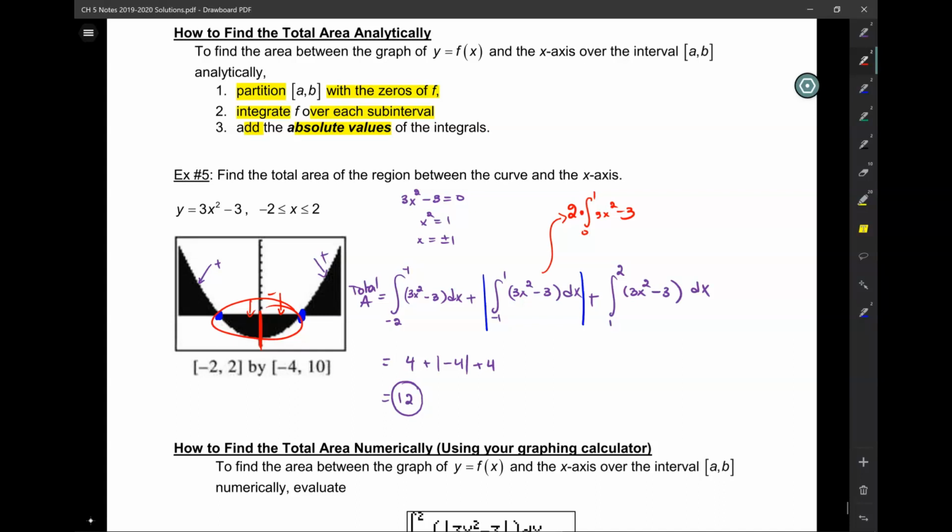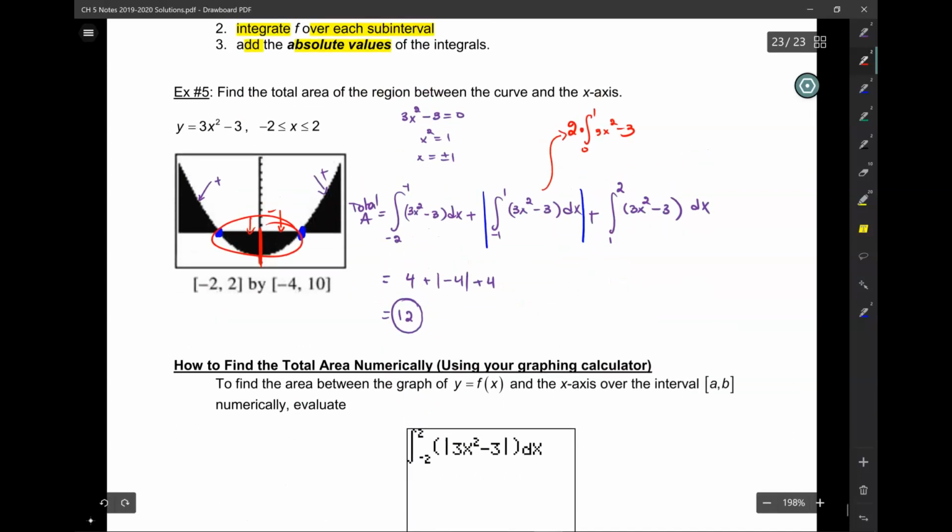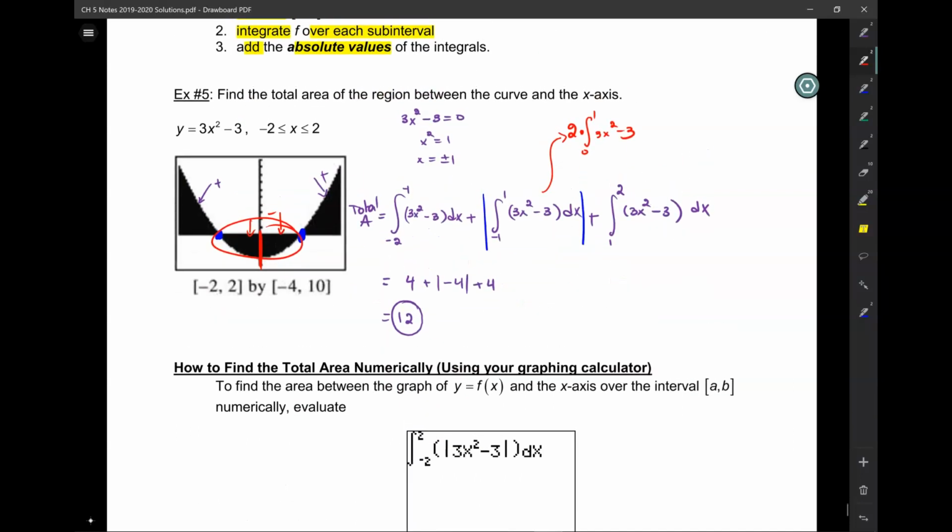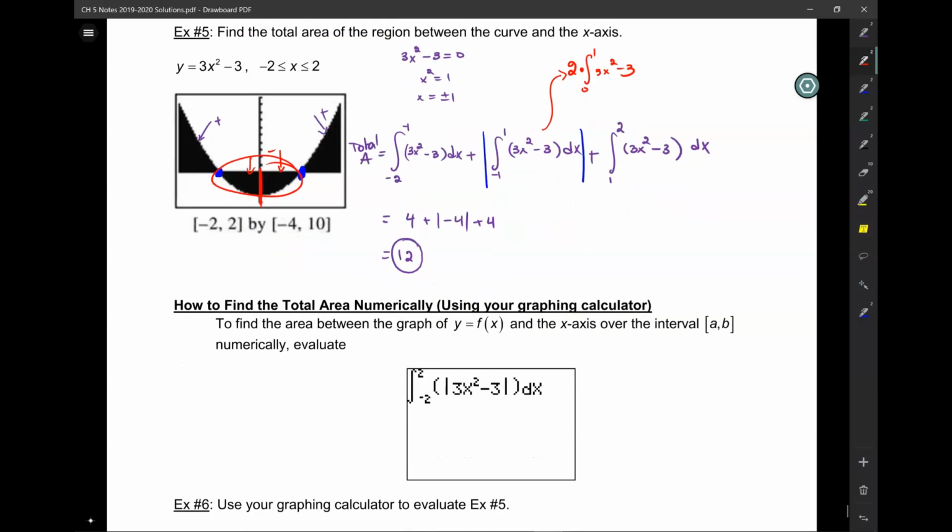Why did you only use the bounds of negative 2 to 2? That's what it says in the problem. Okay, so this is how we do it analytically.